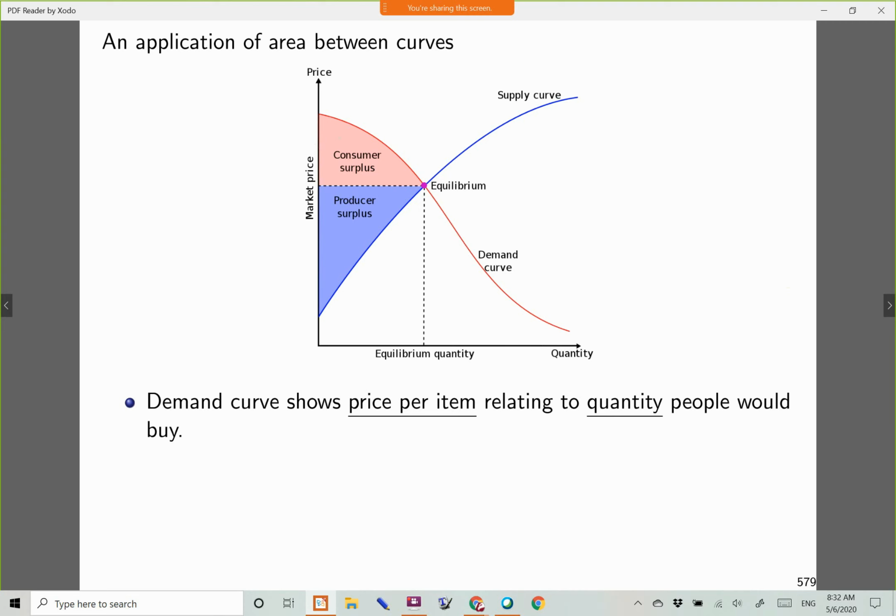Then if you draw a curve that represents how much people are willing to buy of a certain product, that curve is called a demand curve. Hang on here, I'm having issues with this pen. There we go. The demand curve, it's shown here in red, and it always happens to be a decreasing function. I just can't get into it. It has to be.